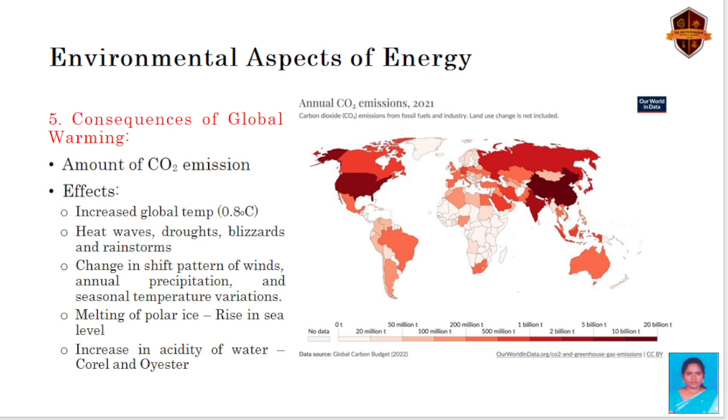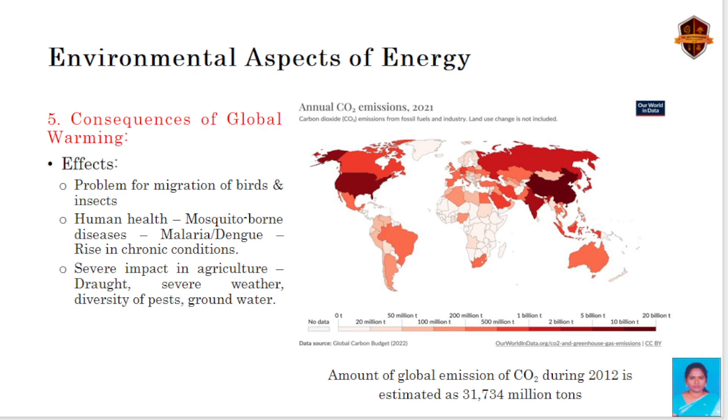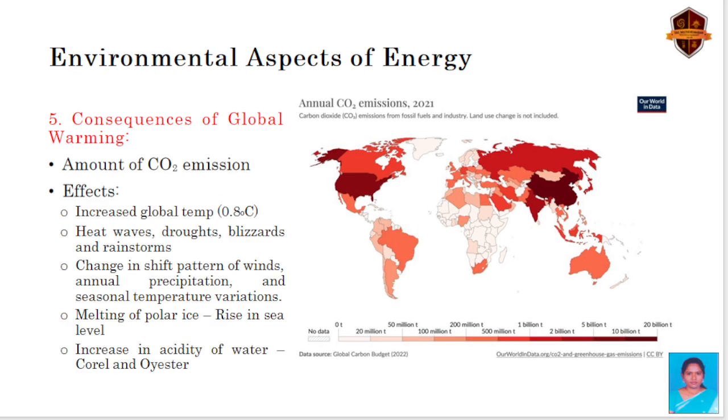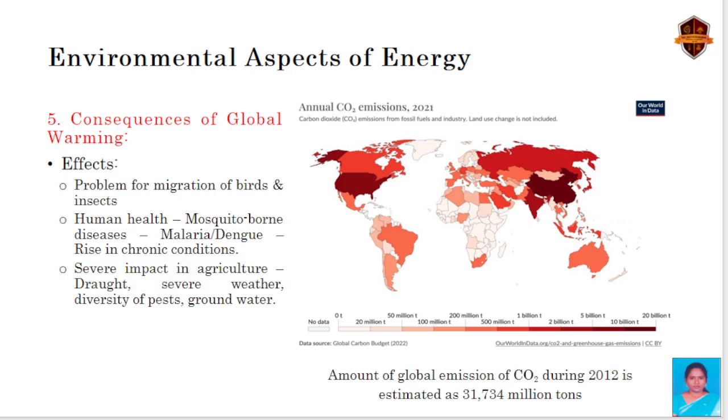Global warming leads to melting of polar ice, rise in sea level, extreme weather conditions, changes in rainfall patterns, increased acidity of water, and damage to marine ecosystems like corals. These consequences affect ecosystems, human health, and economics. Renewable energy plays a major role in reducing these effects by lowering greenhouse gas emissions.